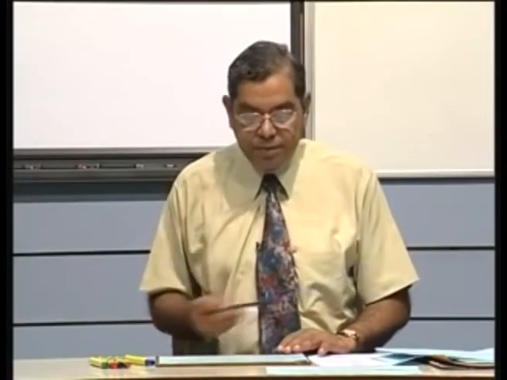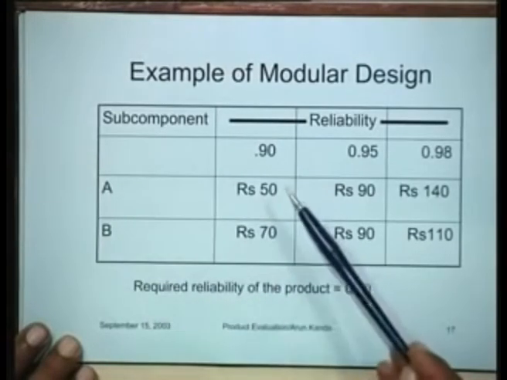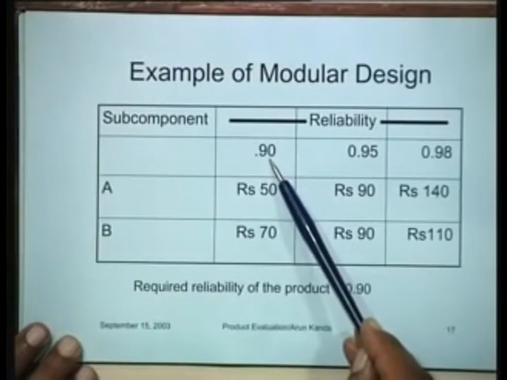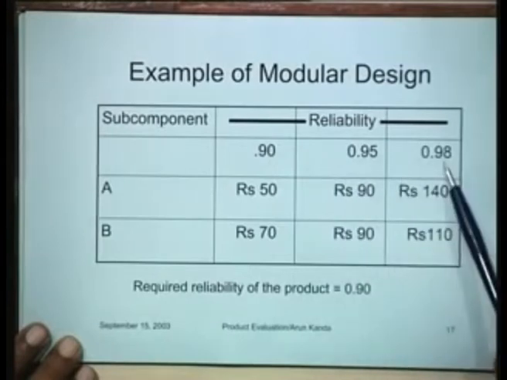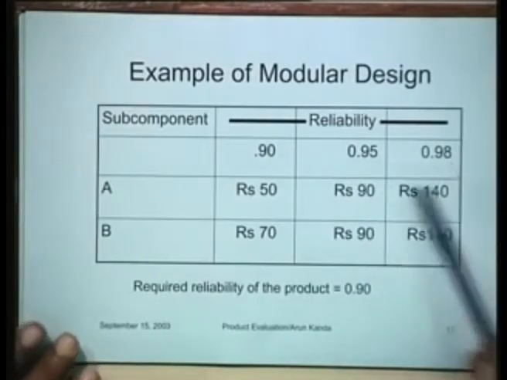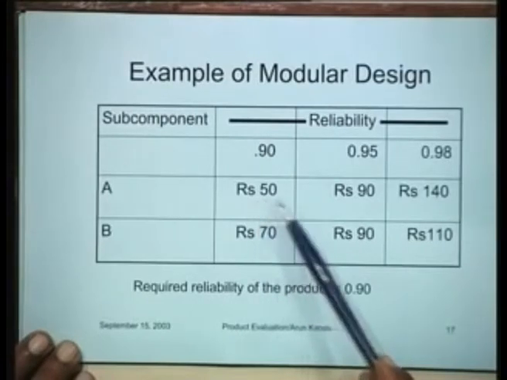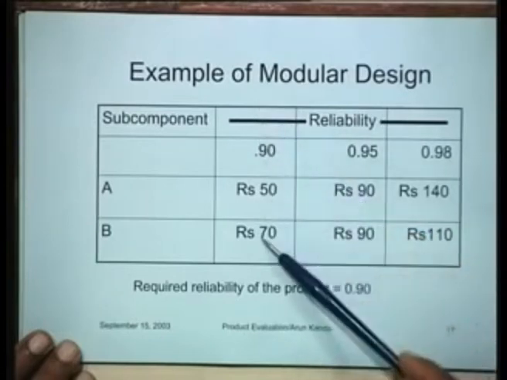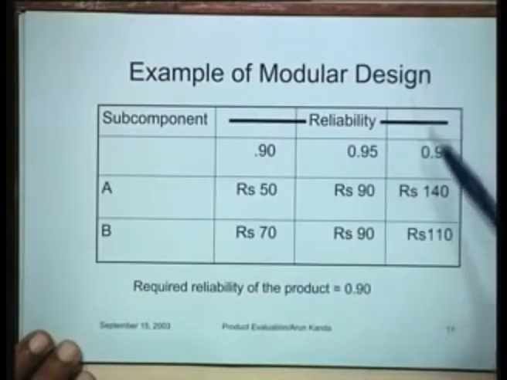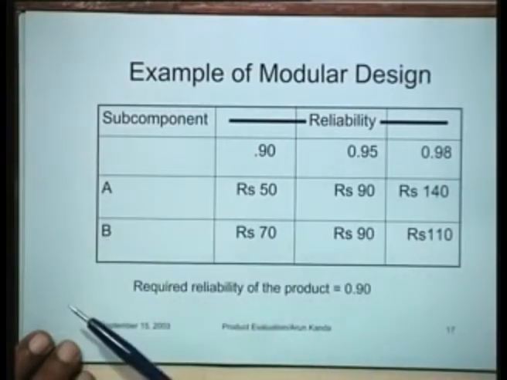In this very example, there are 2 components, A and B, and let us say that the reliability of these components can vary from 0.9 to 0.95 to 0.98. So increasing reliability is like saying you are getting better quality. And the costs that are available for these things, you can imagine that this is vendor 1, this is vendor 2, this is vendor 3, who is providing these components A and B.